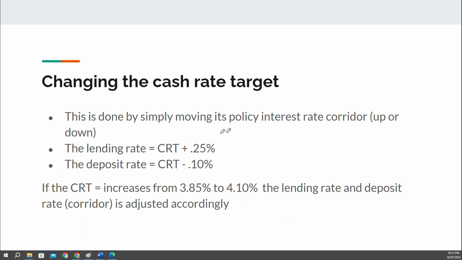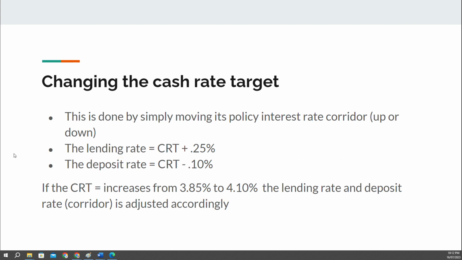Now, this is the simple part. They simply move the interest rate corridor up or down, depending on whether they want the interest rate to go up or down. So in this example, that is going to move the policy interest rate corridor up. What that means is they move the lending rate up by 25 basis points, and they move the deposit rate up by 25 basis points.